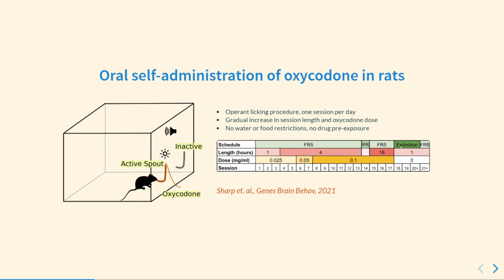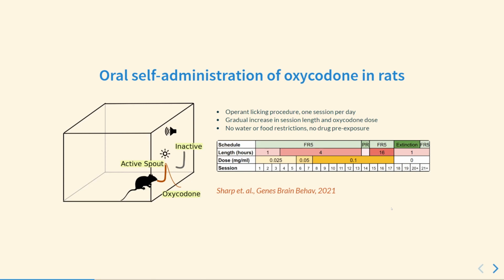And then we put these rats through something called extinction sessions, where they can still lick, but there's no drug, there's no cues. So they basically learn that the drug is no longer there. And then in the end, we put the cue back, still on a fixed ratio schedule, where rats lick, and their responses on the active spout trigger the delivery of the cue, but there's no drug. So this is a measure of drug seeking.